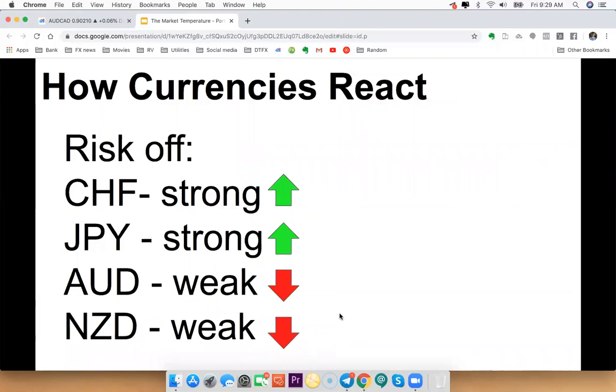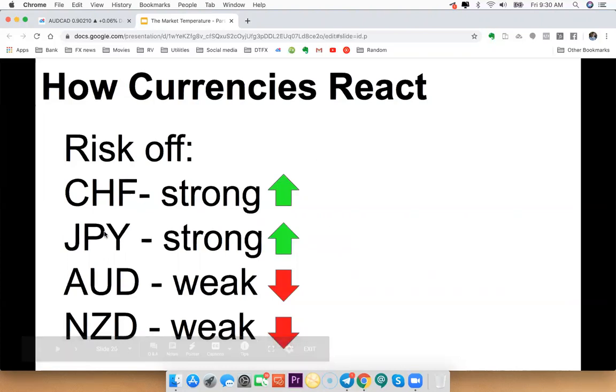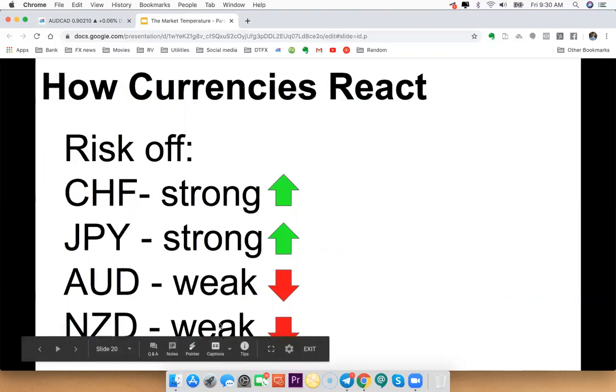We're going to spend most of the time on the charts here. But how that reacts in the currency markets is typically, in a risk-off market, we see strong Swiss franc and we see strong Japanese yen, and we typically see the weak Aussie and New Zealand dollar movement as well. And vice versa. If it's a risk-on market, the stock market's cranking, it's doing great: Japanese yen, weak. Swiss franc, weak. Aussie and New Zealand, strong.